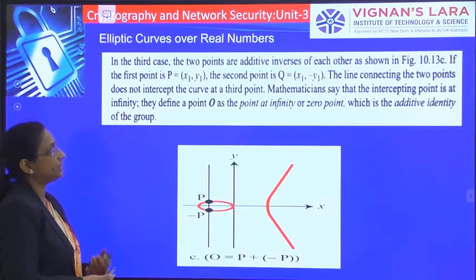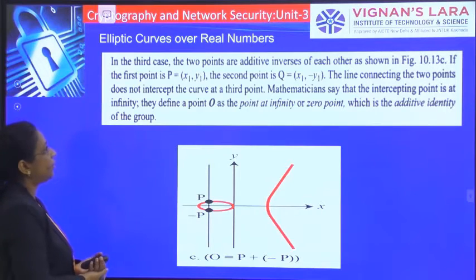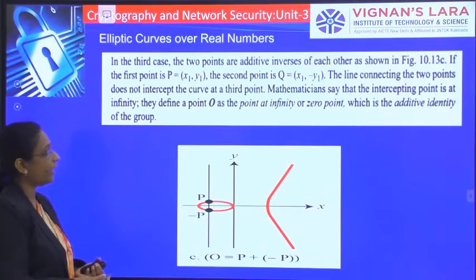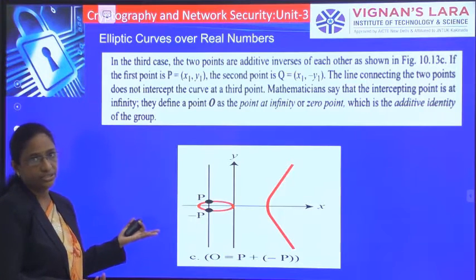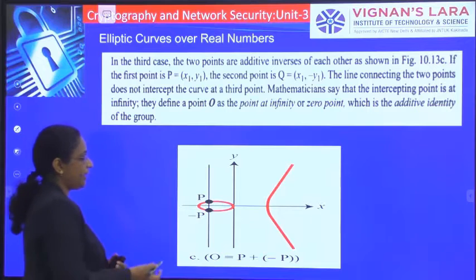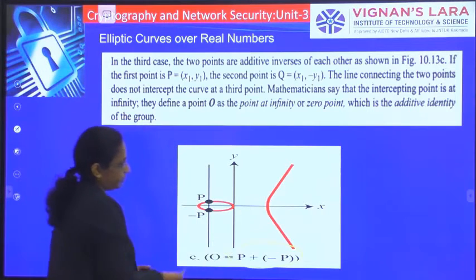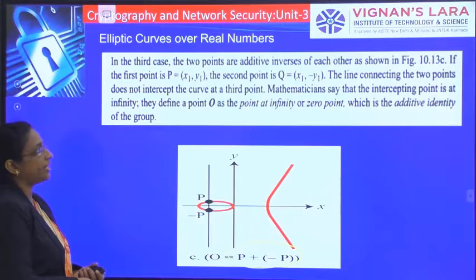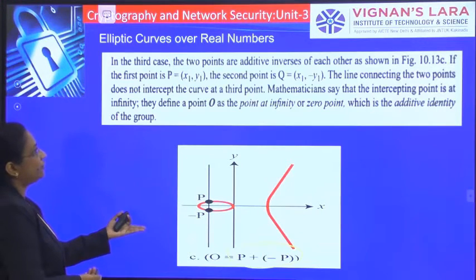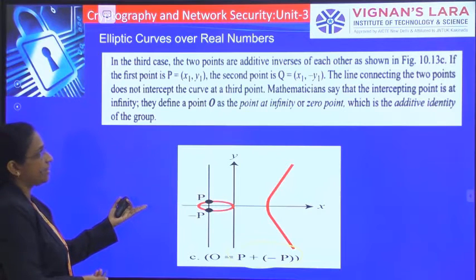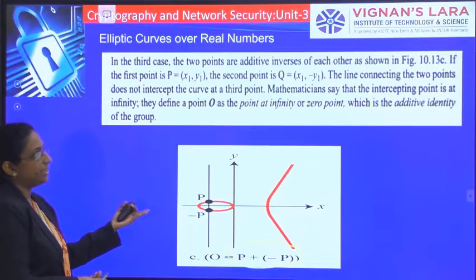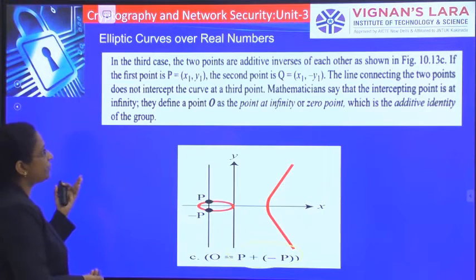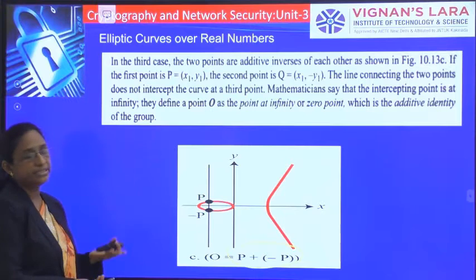Coming to the third operation, in the third case the 2 points are additive inverses of each other, as shown in the figure here. If the first point is P (x1, y1) and the second point is Q (x1, minus y1), the line connecting the 2 points does not intersect the curve at a third point.